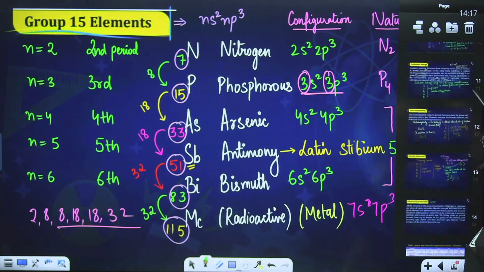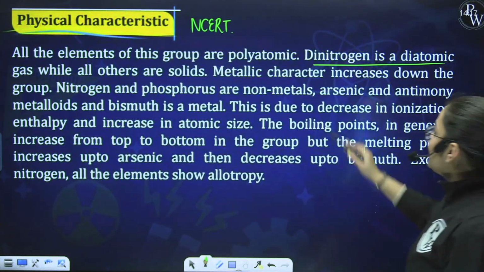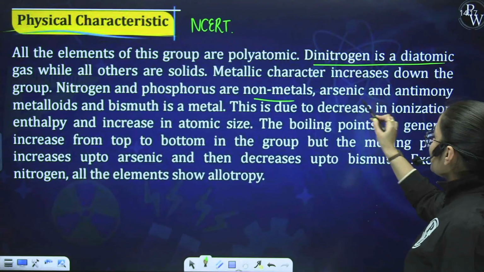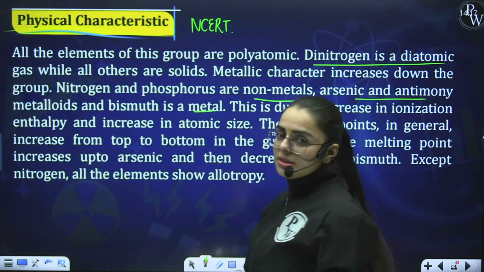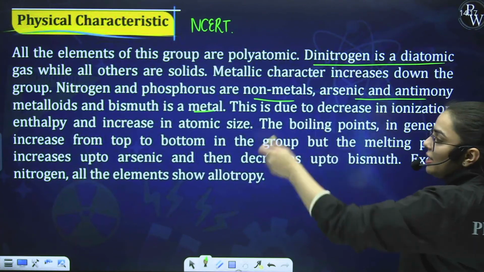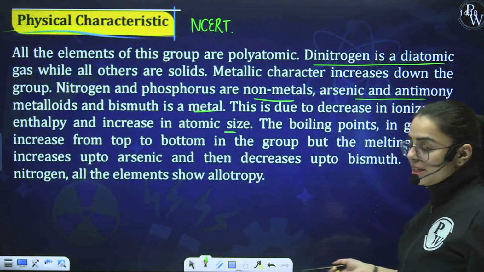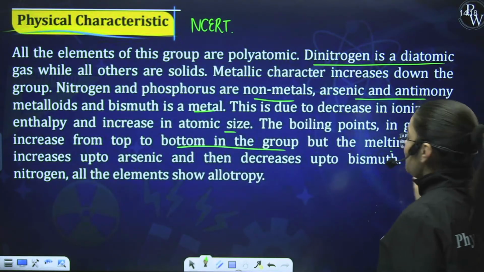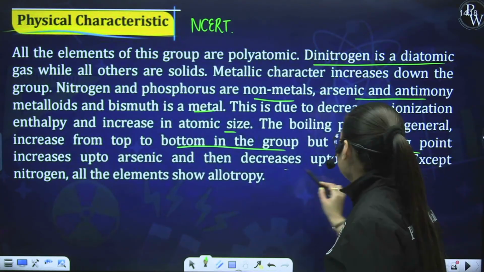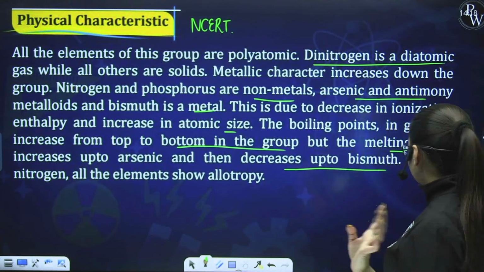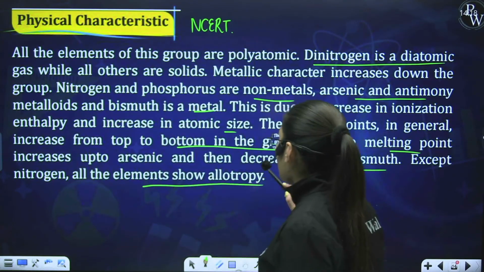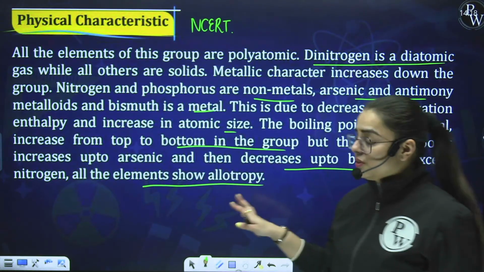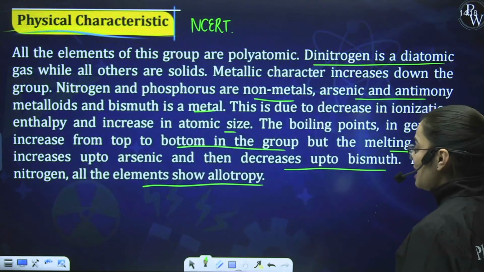Now let us see. Metallic character increases down the group. This we have already seen. Nitrogen and phosphorus are non-metals, arsenic and antimony are metalloids, and bismuth is a metal. This is due to the decrease in ionization enthalpy and increase in atomic size. Next, the boiling point increases from top to bottom in the group, but the melting point increases up to arsenic and then decreases up to bismuth. Except nitrogen, all the elements show allotropy. Bismuth is also under this category with nitrogen. Is it clear to you? Shall we proceed further?